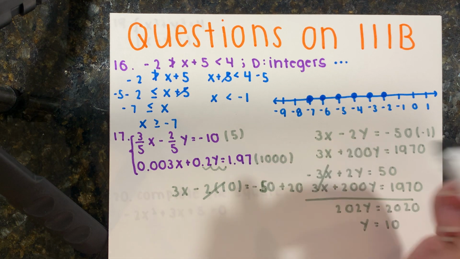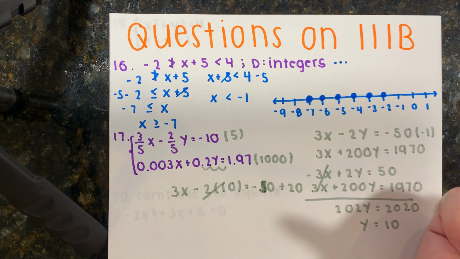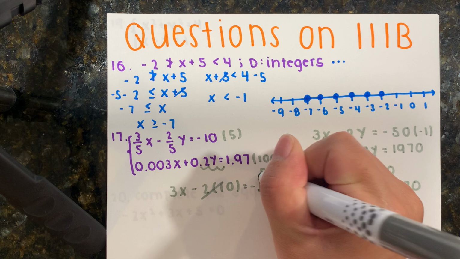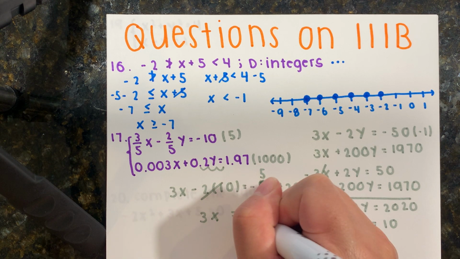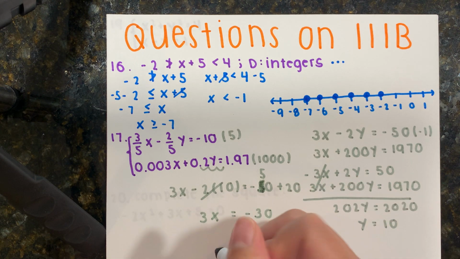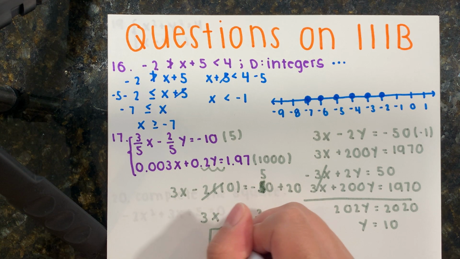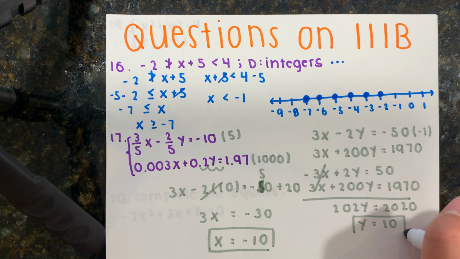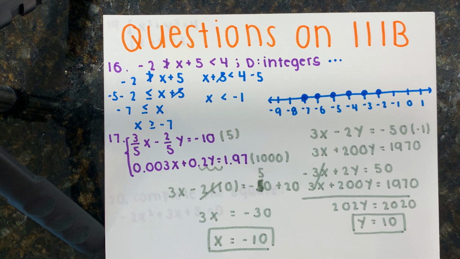Oh my goodness, my bad. It's negative 50. So that'd be 3x equals negative 30. So x is going to be equal to negative 10. I'm so sorry, that was very confusing. So x is negative 10, and then y is going to be equal to positive 10. So using this equation right here.